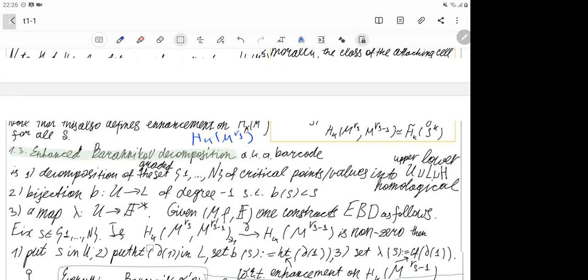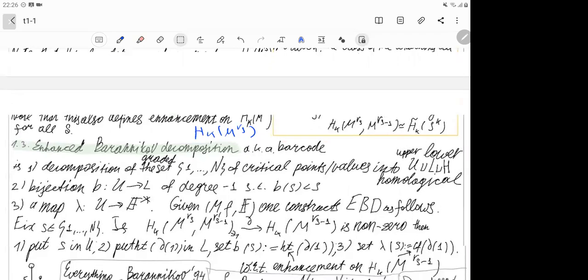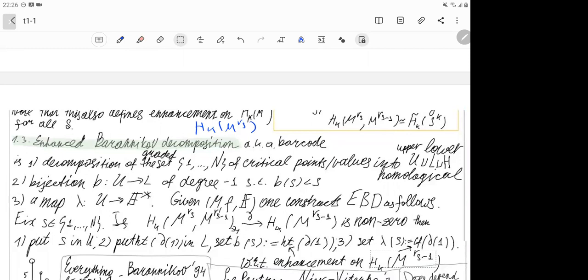I have this generator of the one-dimensional vector space, and it maps by d into this other vector space. So I have this d of 1. It is some non-zero element in the enhanced vector space. When you're given a non-zero element of the enhanced vector space, you know what to do. You first take its height, and then I define b of s as its height, and I set lambda of s to its coefficient with respect to the enhancement on Hk of Mrs -1. Is that clear?